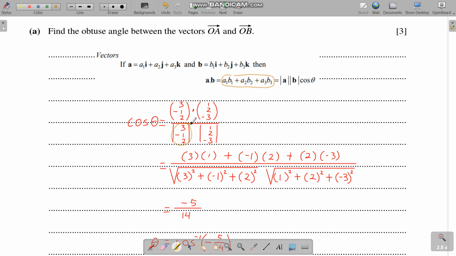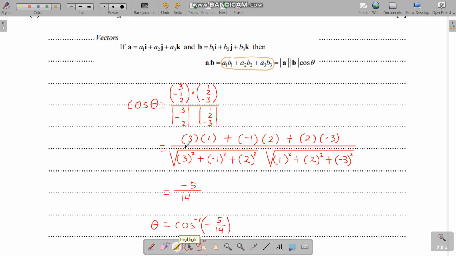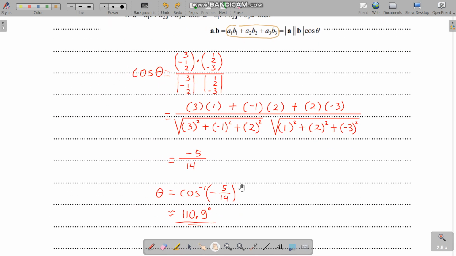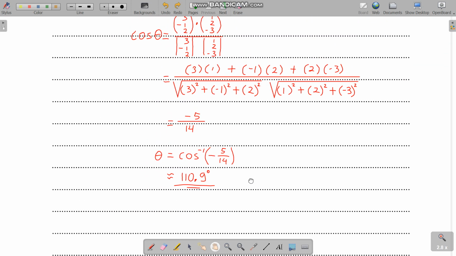And for the magnitudes, actually we don't have the formula in MF19, and you have to memorize it. It's the square root of the sum of the squares of each component. So the 3 squared, the minus 1 squared, the 2 squared, you add everything and put it in the square root. Same thing here, 1, 2, minus 3 squared, plus, square root. If you use your calculator, you're going to get minus 5 over 14, and to find theta, we use inverse cos. We get the angle, to 1 decimal place for the angle in degrees.